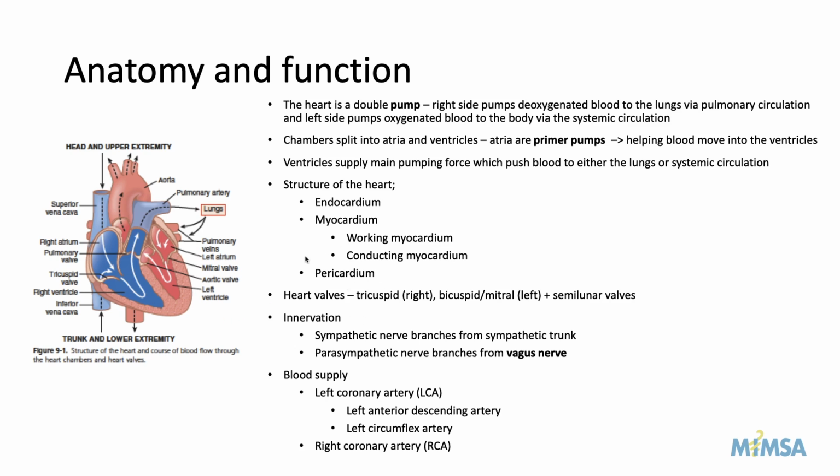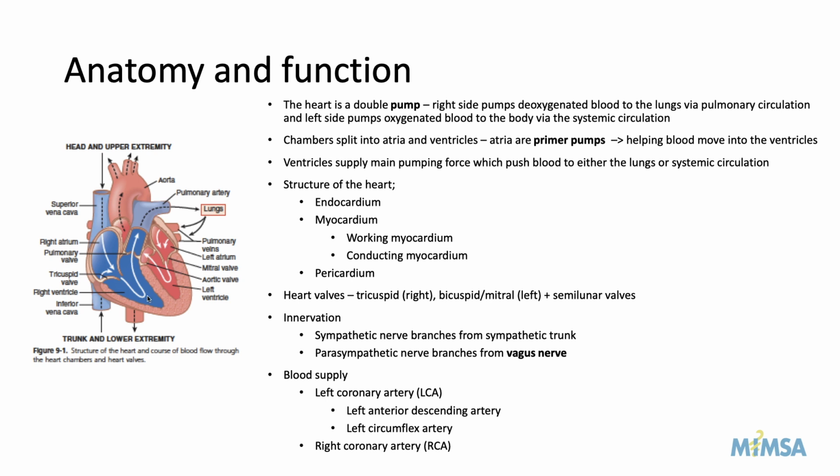Just for completion's sake, the pericardium is the layer which surrounds the heart and is split into the serous and fibrous pericardium. I talked about the heart valves. Innervation is important. You have the sympathetic innervation from the sympathetic trunk, with cardiac nerves which innervate, and beta-1 adrenergic receptors all over the heart. Then you have the parasympathetic nerve branches from the vagus nerve, and the muscarinic receptors are only on the atria.